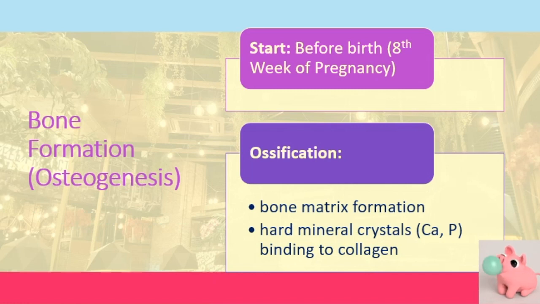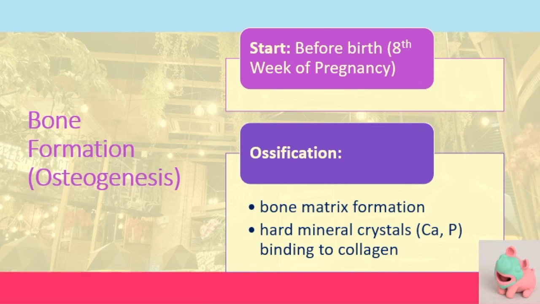Among the functions of our bone, of course, is related to bone formation, or osteogenesis. The process of osteogenesis begins even before birth. It happens even in the 8th week of pregnancy, while the child is still a fetus. In the process of ossification, the bone matrix is being formed and hard minerals such as calcium and phosphorus bind to your collagen, leading towards bone formation.